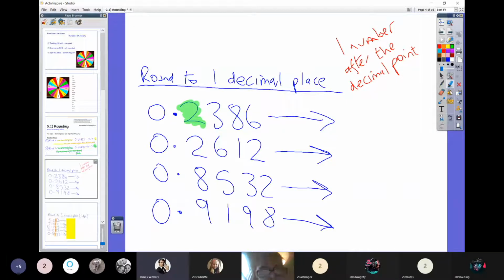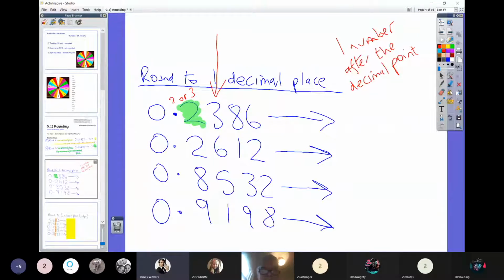Before we can commit to it definitely being a 2, we need to look at the next digit. When it's one decimal place, you've just got to check: is the next digit sufficiently big that the 2 has to go up 1 and become a 3? It's either going to be a 2 or a 3. So in your head, you are thinking, is that going to be a 2 or a 3? So our final answer is either going to be 0.2 or 0.3.